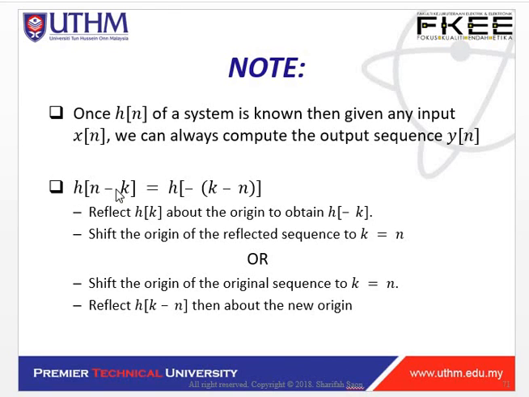So what is this? This h[n-k] is actually equal to h[-(k-n)]. This means reflecting h[k] about the origin to obtain h[-k], and then shifting the origin of the reflected sequence to k equals n. Somehow now it's very hard for you to understand. Later on we have an example which is easy for you to understand in a later chapter.